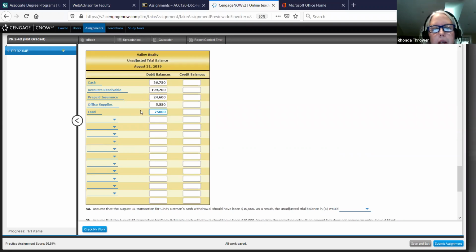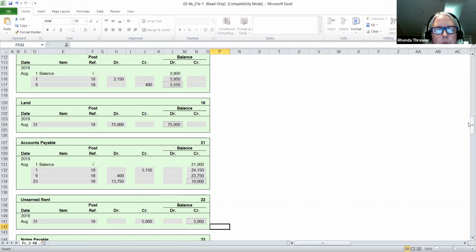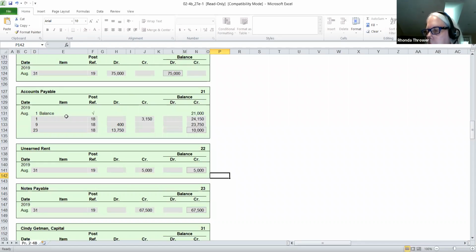Notice all of these are asset accounts so far. They all have debit balances. I'm going to go back to my ledger. And the next account that I'm going to pick up is my accounts payable account. Now notice what's different about accounts payable. Remember, it's a liability, and liabilities have normal credit balances. They increase on the credit side. So I'm going to have to pick up this credit to my liability account called accounts payable, and I'm going to put it on the credit side of my unadjusted trial balance.